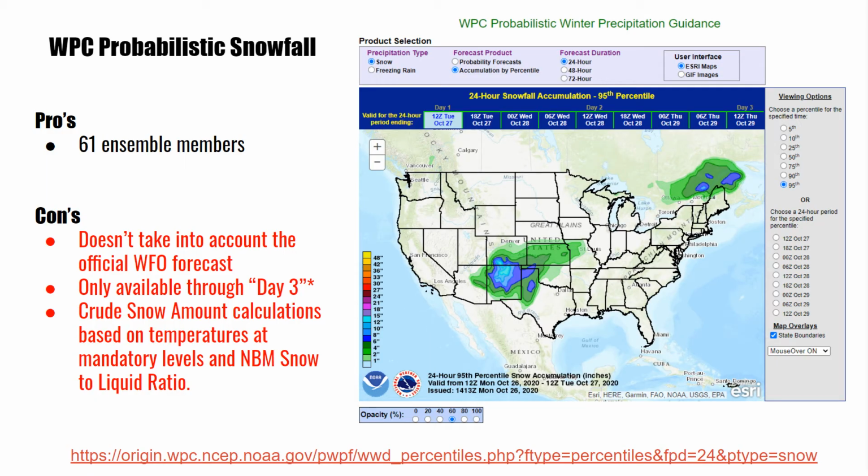WPC's ProbSnow guidance is available online, and you're able to display percentile data, threshold probabilities for 24, 48, and 72-hour periods. The WPC guidance is the most robust ProbSnow guidance we have right now, with 61 ensemble members, but it does not take into account the official forecast from the WFO, and it currently only is available for days 1, 2, and 3. The final con, and it's a big one, is that the way the precipitation type is determined is quite crude and based only on mandatory levels.